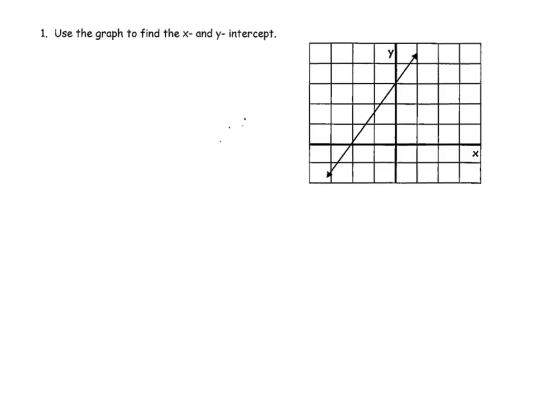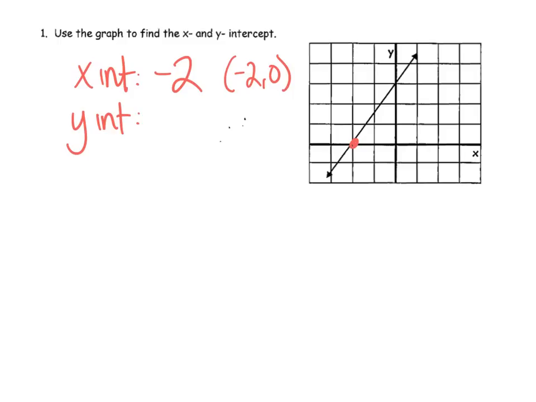All right, so now we're going to use this graph to find the x and the y-intercept. Just where does it hit? Just like the one I did on the board. So where's the x-intercept? Where does it hit? -2. What's my y-intercept? 3. I wrote down the ordered pairs so that you would also know that they can be written in that format as well.